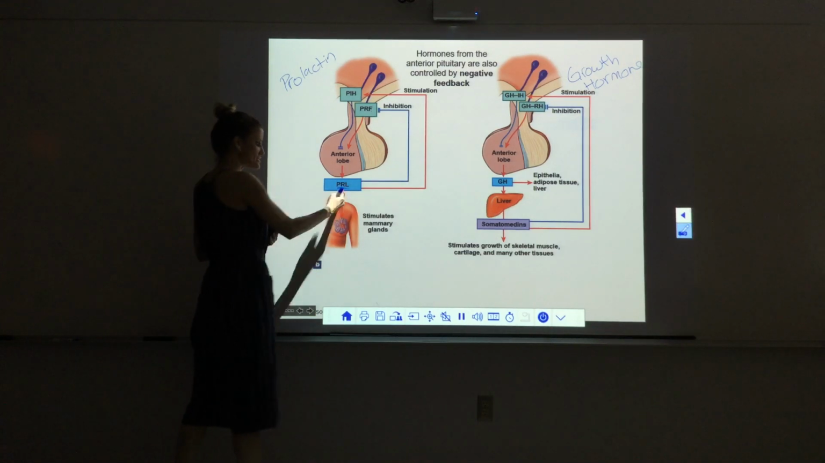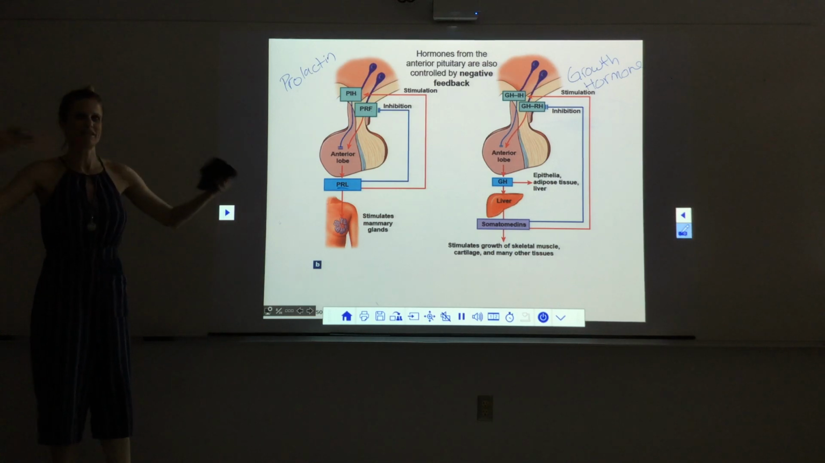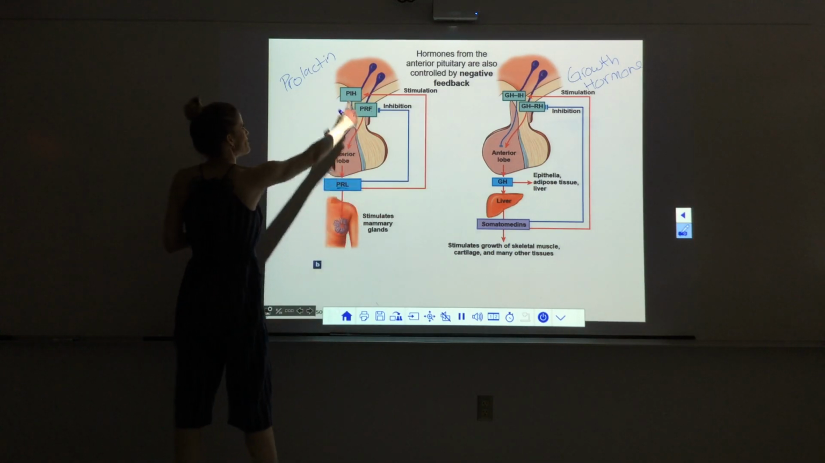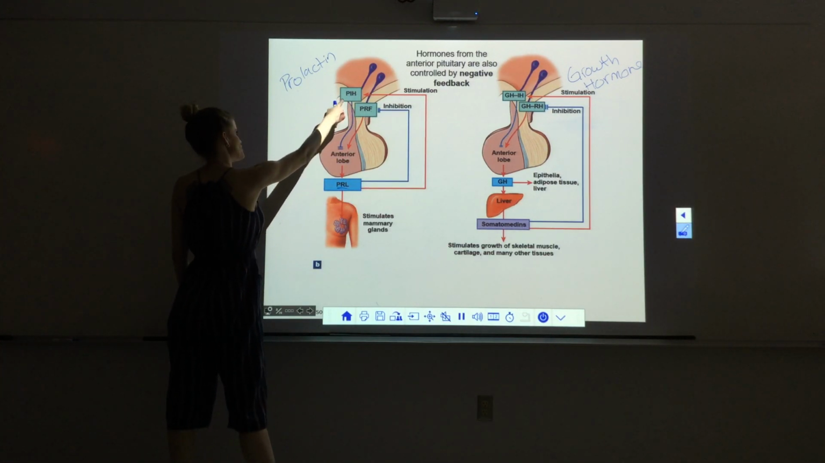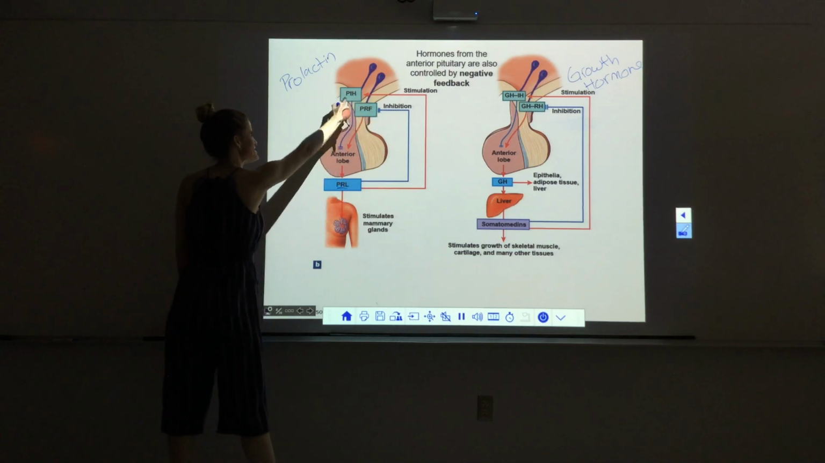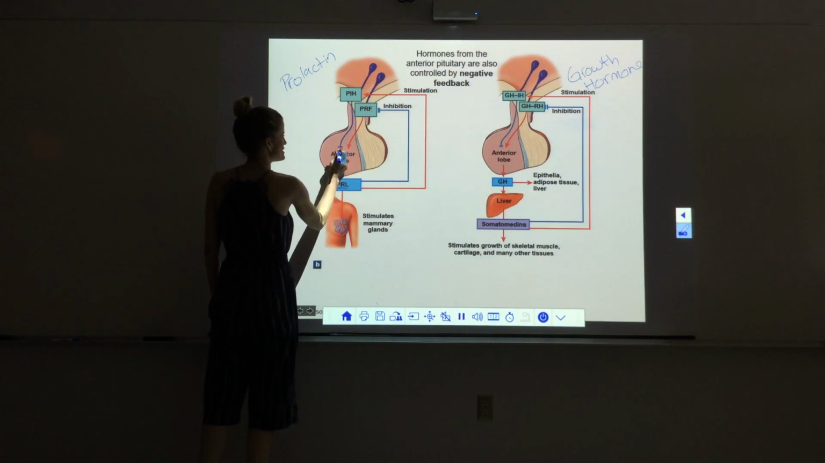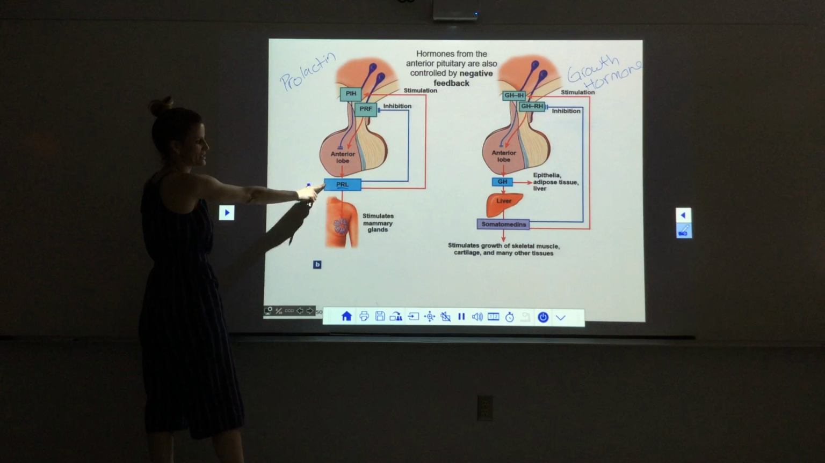We'll see that prolactin then goes to stimulate the mammary gland. Prolactin, like lactation, milk production. And then you see here, prolactin inhibiting hormone. Do you think that's going to inhibit the release? Yes. Prolactin inhibiting hormone goes from the hypothalamus to the anterior pituitary, and you see this minus sign. It inhibits the release of prolactin.